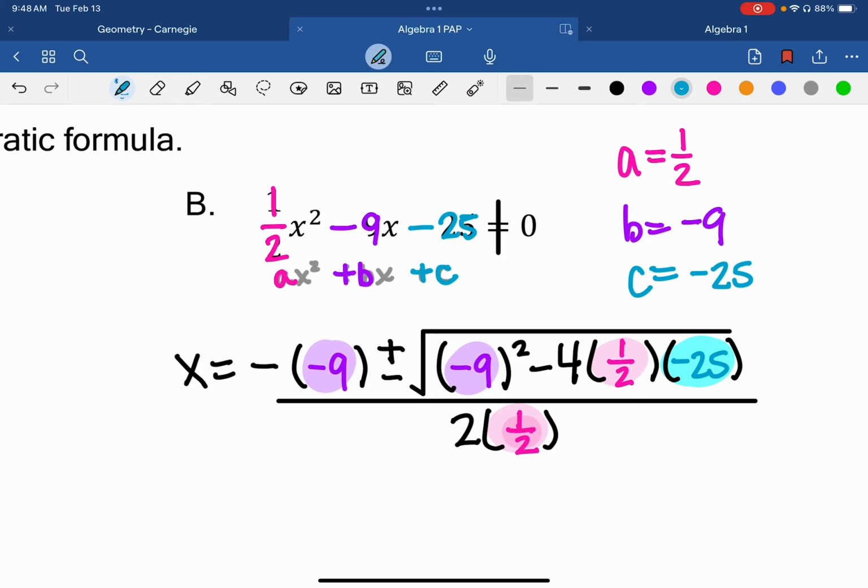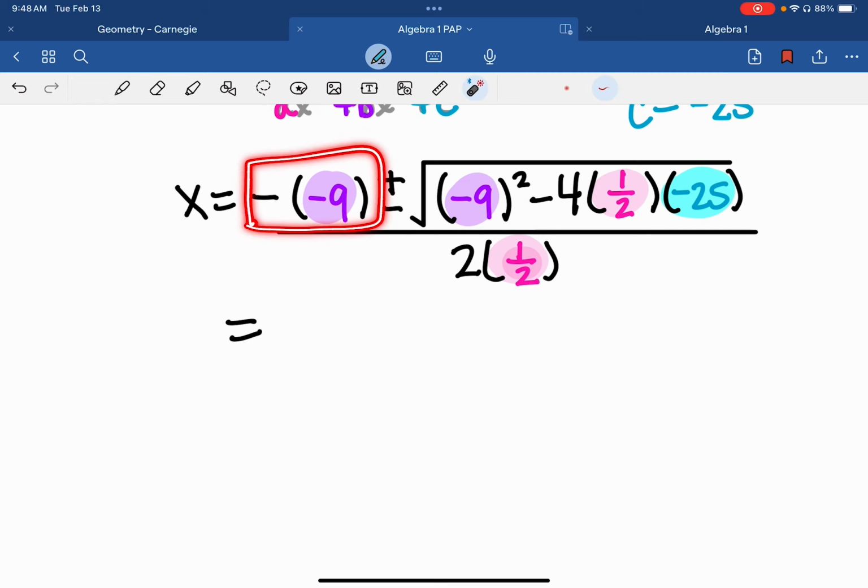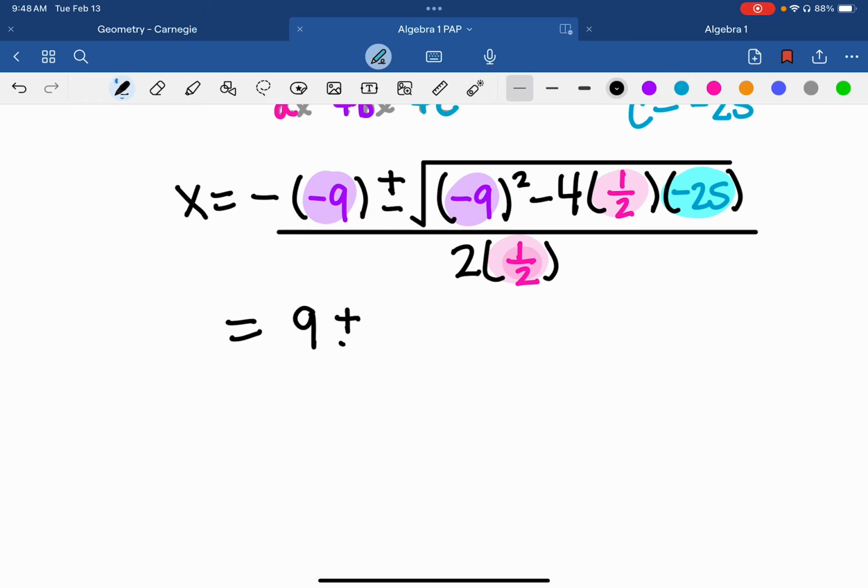All right, so remember once again, we're going to do this in stages. So the first thing we're going to do is look right here. Is it positive 9 or is it negative 9? There are two negatives, so this one is going to change to a positive 9. Then I'm going to get my square root ready. I'm going to start right here and go to right here.